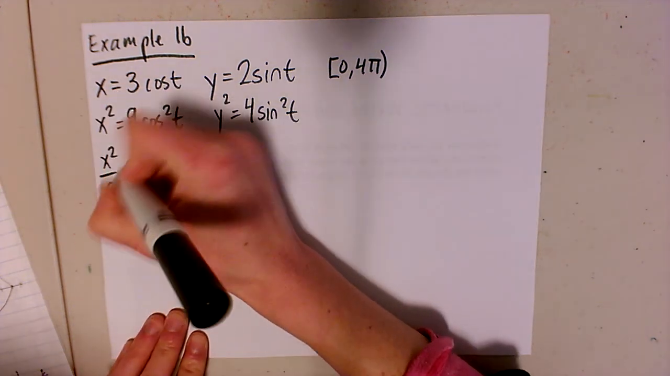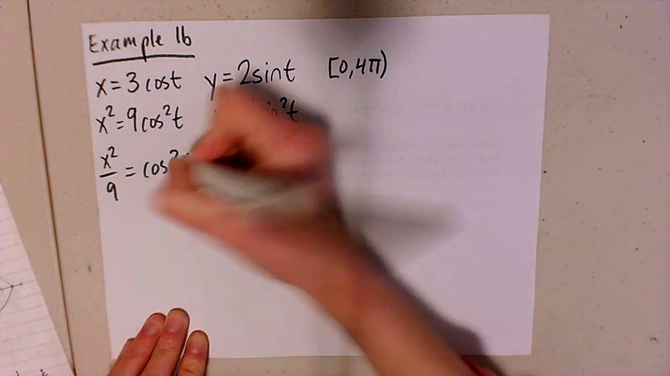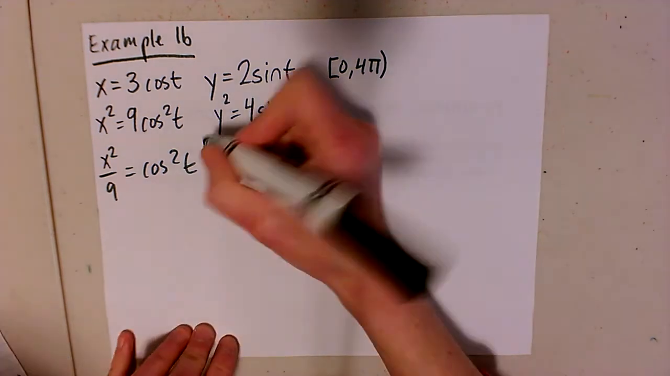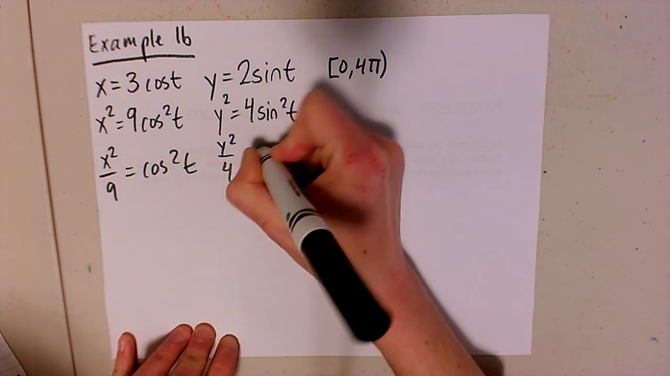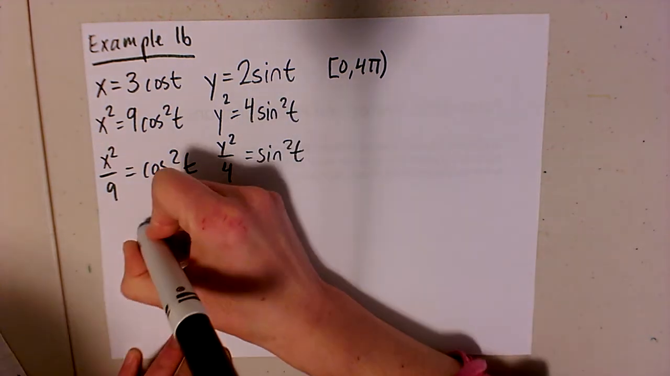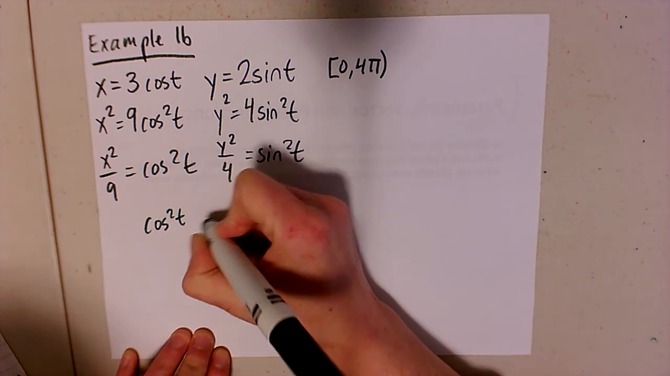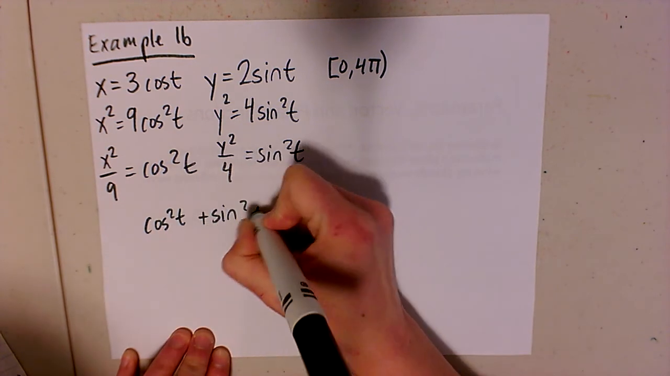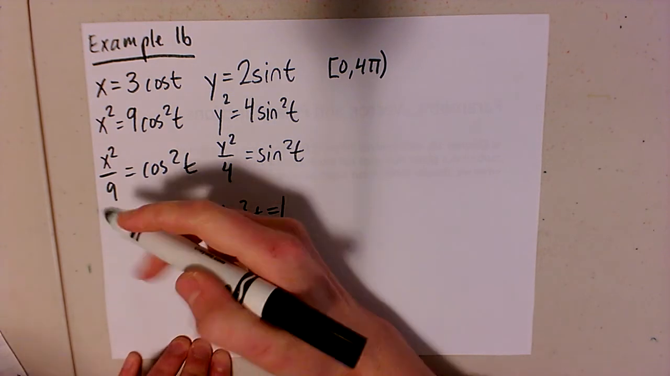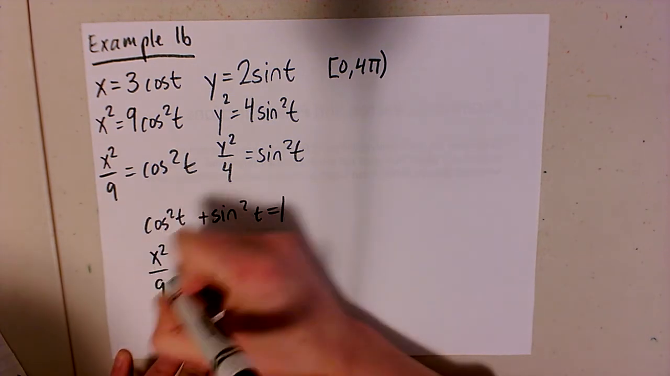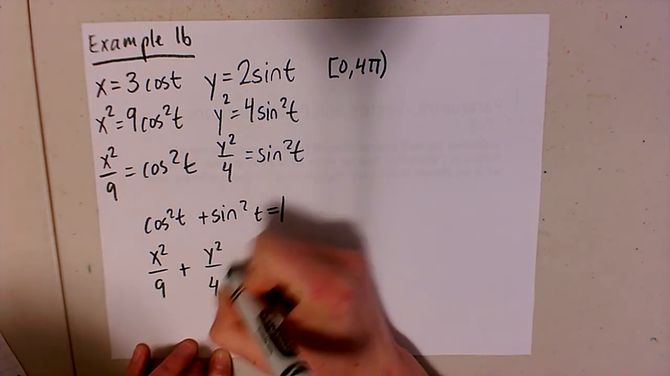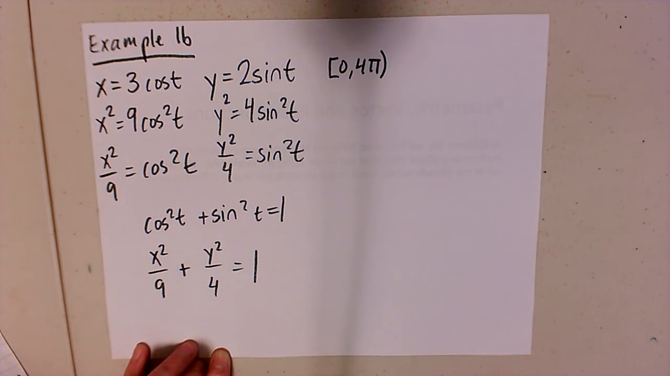So then I would have x squared over 9 is cosine squared t. And then on the right side, I could divide both sides by 4, and I would get y squared over 4 is sine squared t. So then, again, we know cosine squared t plus sine squared t is 1, using our Pythagorean identity. So then instead of writing cosine squared, we could throw in the x squared over 9, and instead of writing sine squared, we could put in the y squared over 4, and the whole thing is equal to 1.